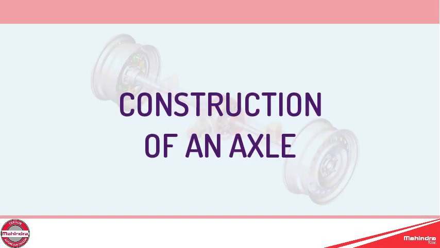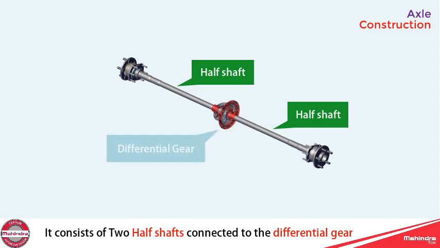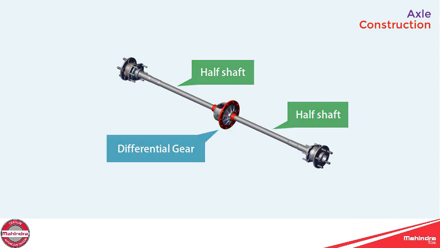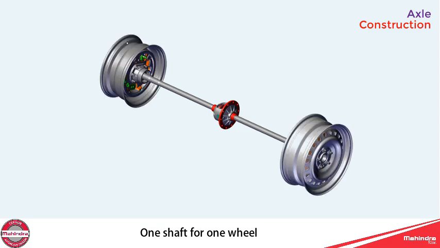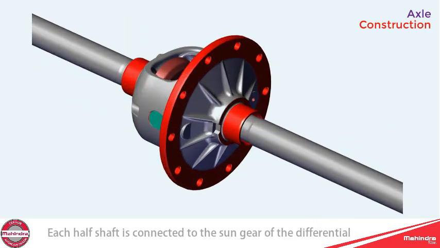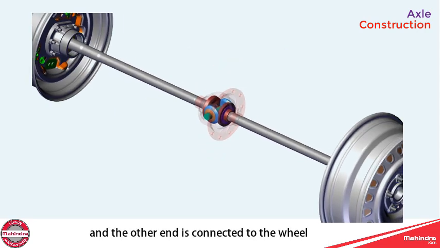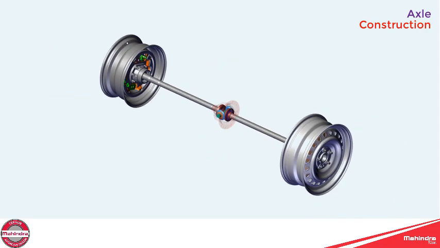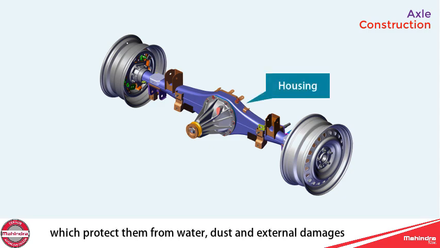Construction of an axle. It consists of two half shafts connected to the differential gear. One shaft for one wheel. Each half shaft is connected to the sun gear of the differential and the other end is connected to the wheel. The wheel axle and differential gears are completely enclosed in a housing which protects them from water, dust and external damages.